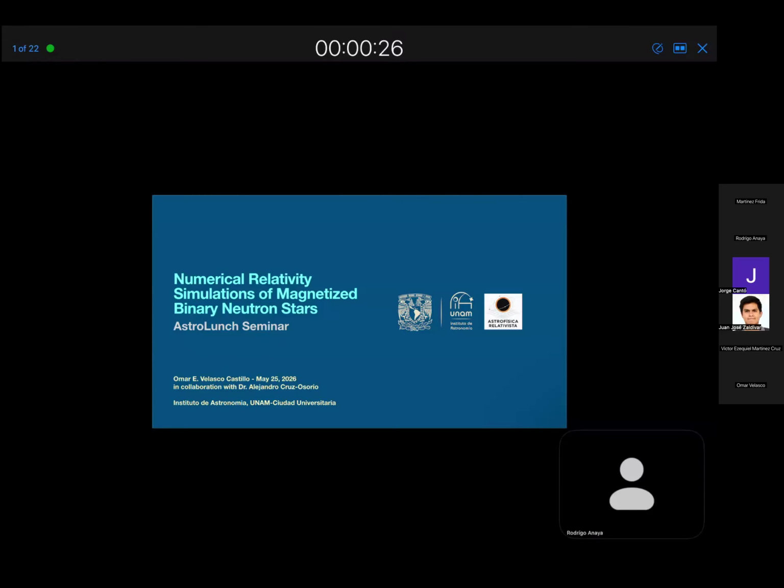Well, I'm going to talk to you about my PhD project and the advances I have had so far. I chose to give this talk the title Numerical Relativity Simulations in Magnetized Binary Systems of Neutron Stars, as this is the current scope of my work so far.